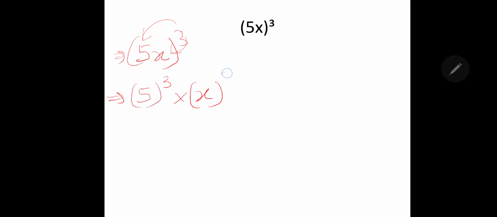Okay. This: 5x all raised to the power 3. So I told you that 3 would do what? Would affect this and this. So 5 will be raised to the power 3, times x, which is also raised to the power 3. 5 raised to the power 3 is 5 times 5 times 5, which is 125, times x cubed. 125x cubed. Good.